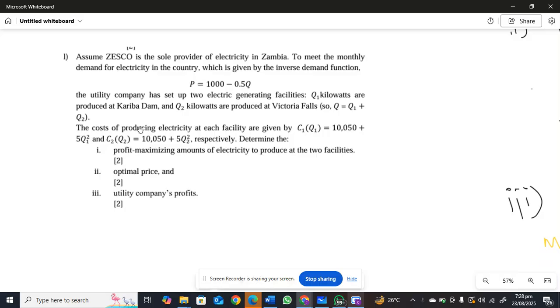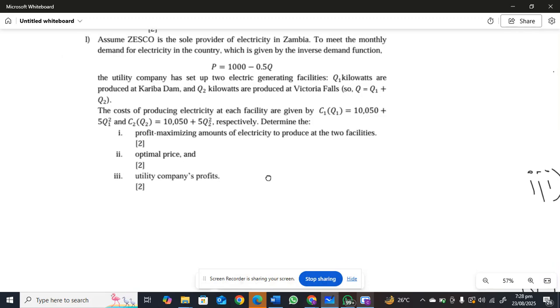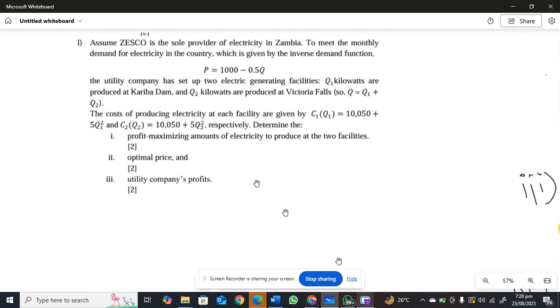The cost of producing electricity at each facility are given by the functions C1(Q1) and C2(Q2) respectively. Determine the profit maximizing amounts of electricity to produce at the two facilities. Number 2, the optimal price. Number 3, the company's utility profits.